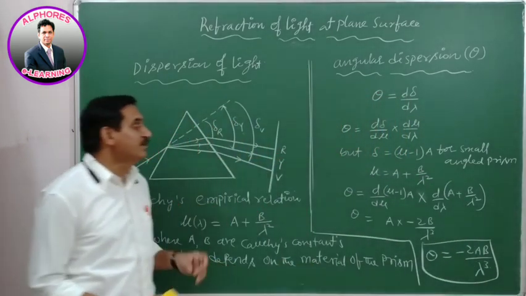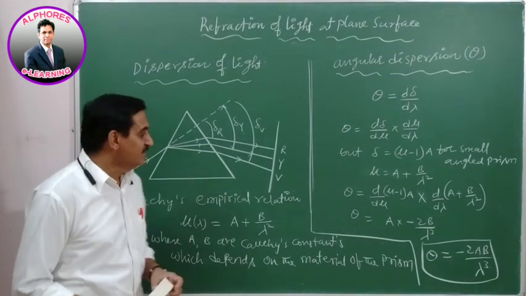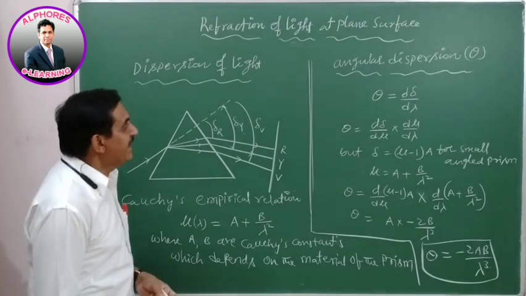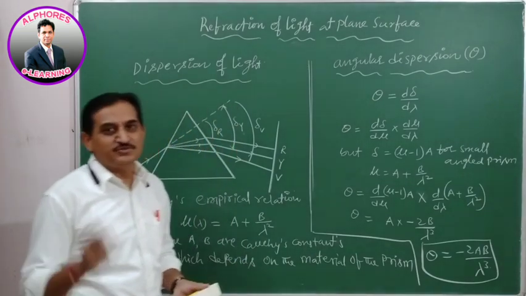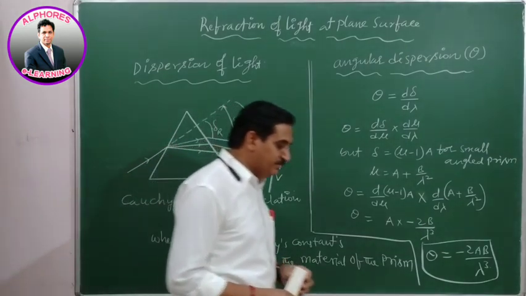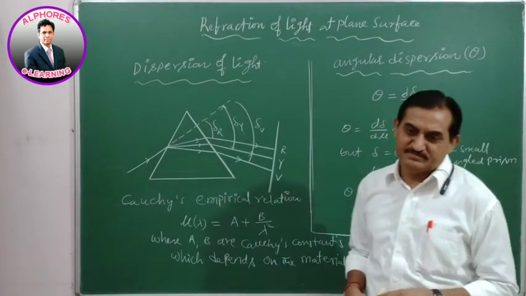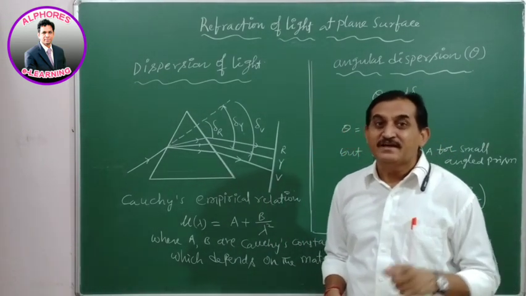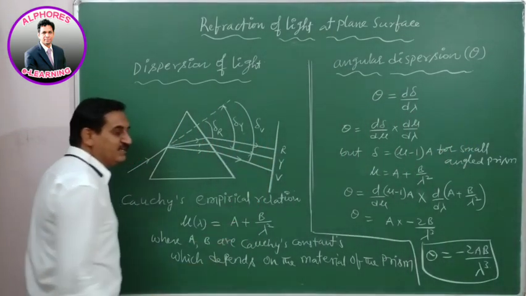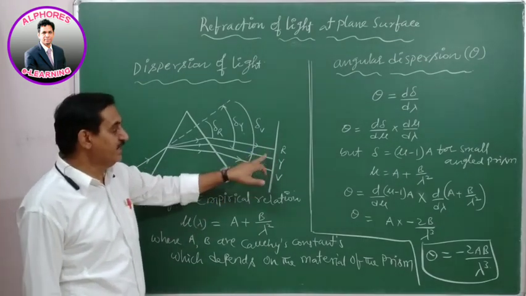Now let us go for one more point, that is angular dispersion. What does it mean? What is the definition? There are two definitions. Definition 1: the angular separation between two extreme colors in the spectrum produced by the prism is known as angular dispersion. What are the extreme colors in the spectrum? Red and violet.